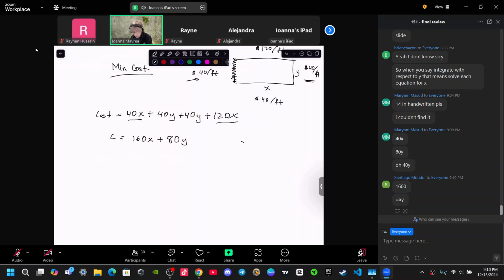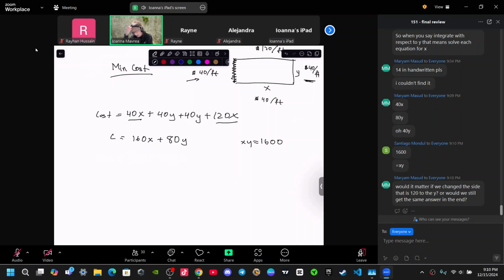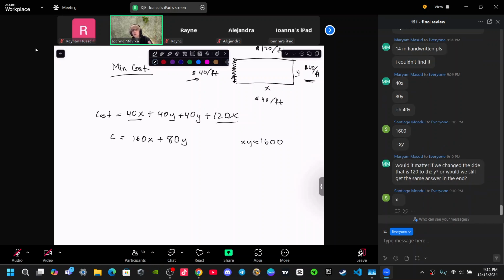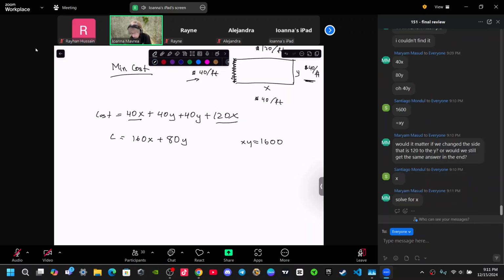That's right. So since x times y is 1600, it doesn't matter which one you get rid of. Which one do you want to get rid of? Pick one. Awesome. Let's get rid of x. That means we need to solve for x so we can get rid of it. So solving for x, we have 1600 over y. So I'm going to plug in. So this is a function of y. It's going to only have y's.